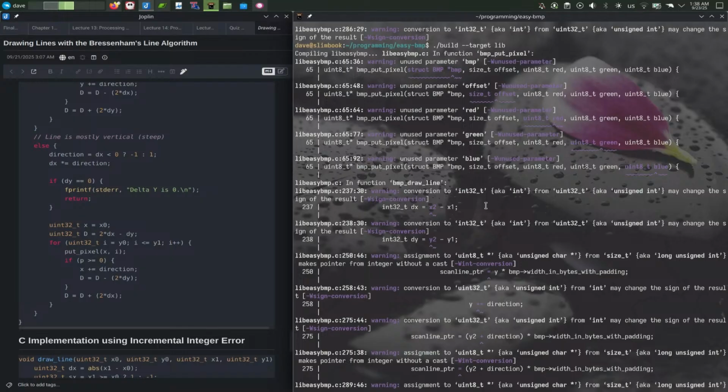I don't see why that would be the case. I understand that x2 and x1 are unsigned, but just subtracting those should be okay. I guess I need to put a typecast in front of this, right?